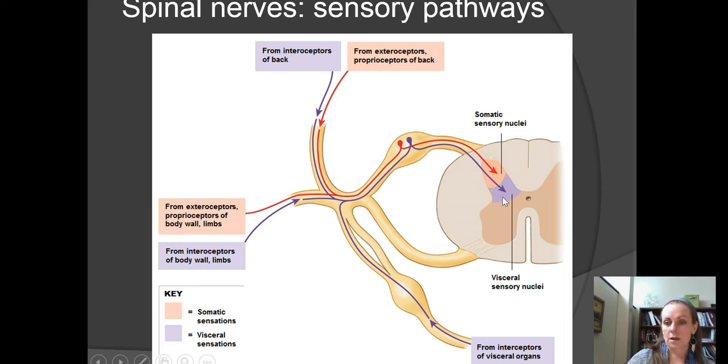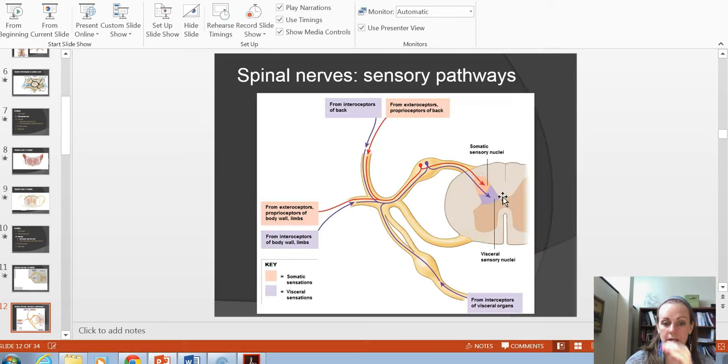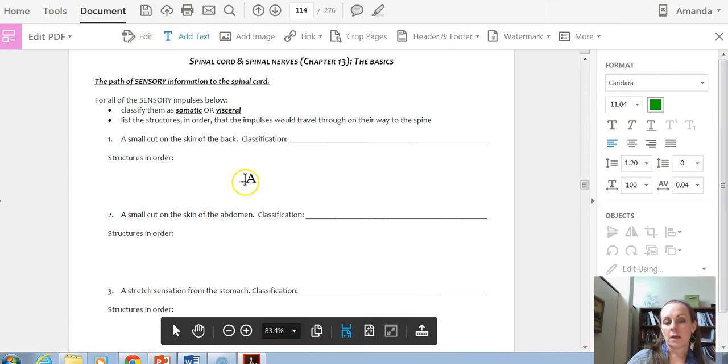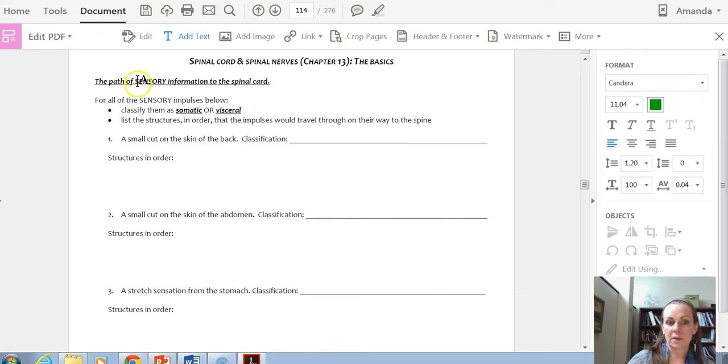So what I would suggest that you do, and I'll do the first one with you, is that you look here on this part of your notes packet where it says the path of sensory information. And you look at each of these examples. The first thing you need to do is classify it as somatic or visceral. So a small cut on the skin of the back, well, that is going to be somatic. The skin is somatic sensations.